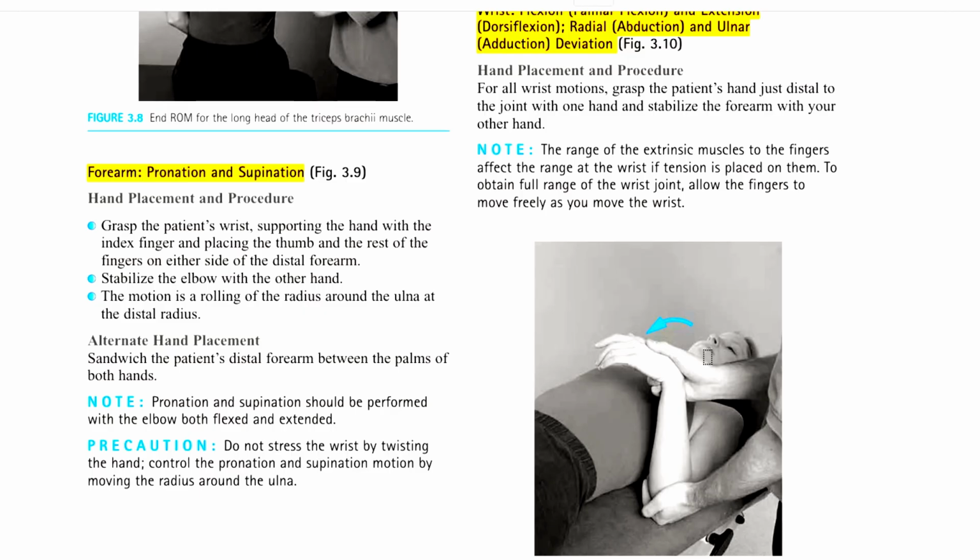This concept is called the range of the extrinsic muscles. If you hold the fingers, the extrinsic muscles of the wrist, hand, and fingers affect the range of the wrist, because tension is produced on the wrist joint. I can give you an example. If you hold the whole hand, you can restrict the wrist joint movement.